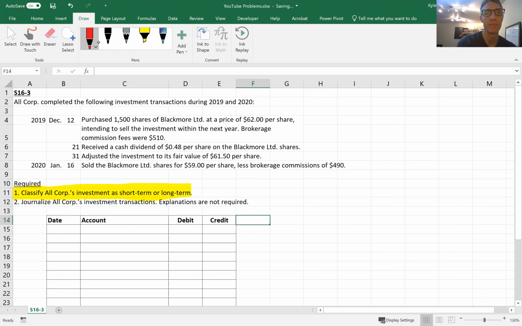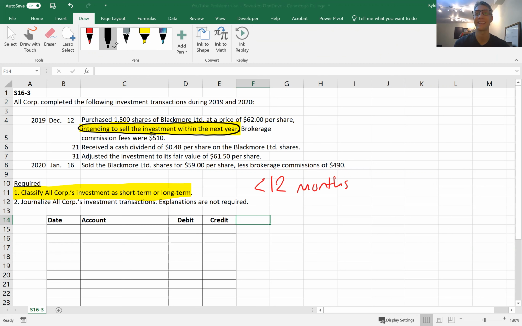Requirement number one asked us to classify investments as short-term or long-term. Remember the rule of thumb: if it is within 12 months, less than 12 months, it's a current asset, so it's going to be categorized as a current asset on the balance sheet. Here, it told us they intend to sell the investment within 1 year. So they're speculating that the share price is going to be appreciating within the next 12 months. There's going to be a short-term return and they intend to sell it.